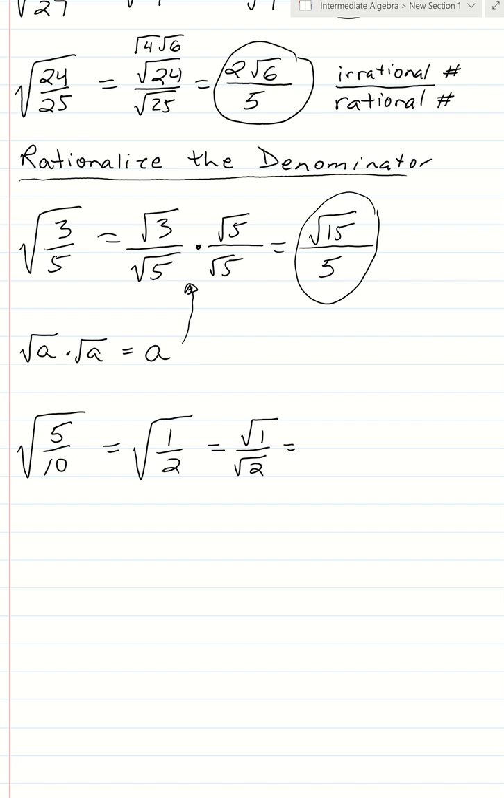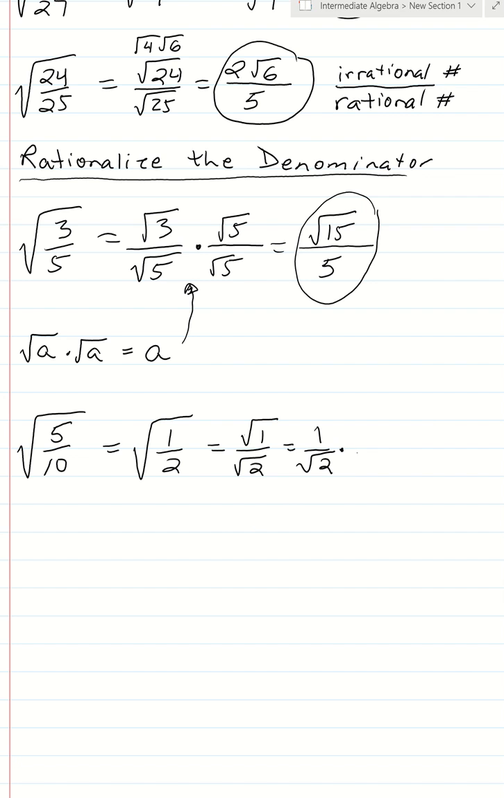Now let's see if we can simplify. Well, the square root of 1, that's 1. The square root of 2, that can't be simplified. However, 1 over the square root of 2 is not our final answer. Once again, we must rationalize the denominator. I have to get rid of this square root of 2 that occurs in the denominator.